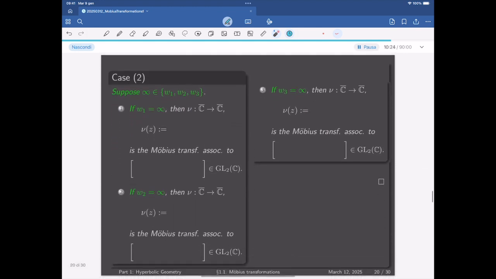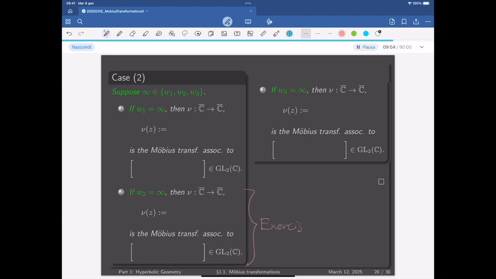Okay, so let me do this case. Second case, infinity is one of them. But which one? If it's the first one, if it's the second one, if it's the third one. So let me do just the case where it's the first one, and then these two will remain as exercises.